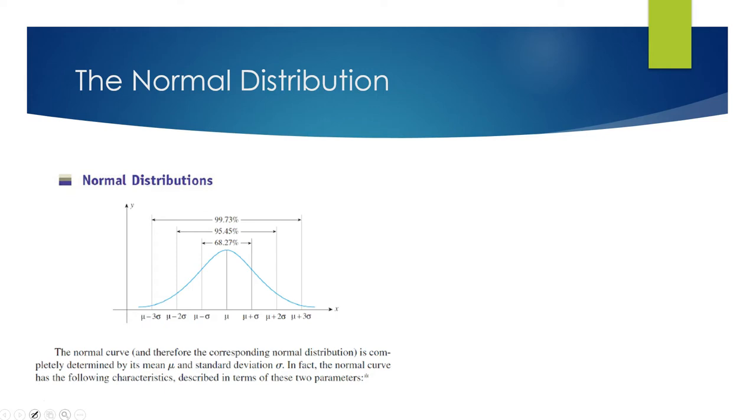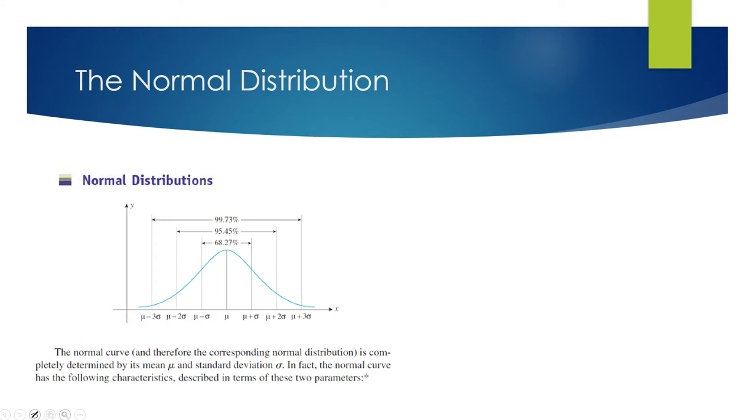Basically, the way the distribution tends to work is that 68.27% of scores or values lie within one standard deviation of the mean, so one less than or one more than. Within 2 standard deviations of the mean, you should have about 95.45%. And within 3 standard deviations, you should have 99.73% of the entire sample or population in between those parameters.